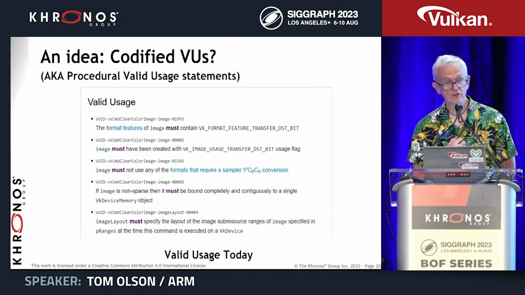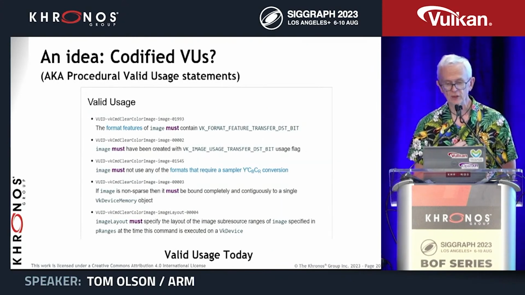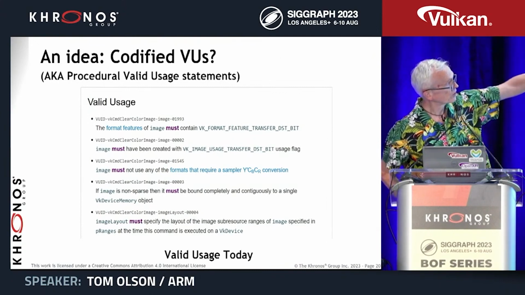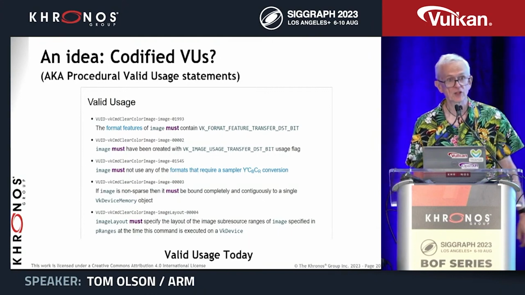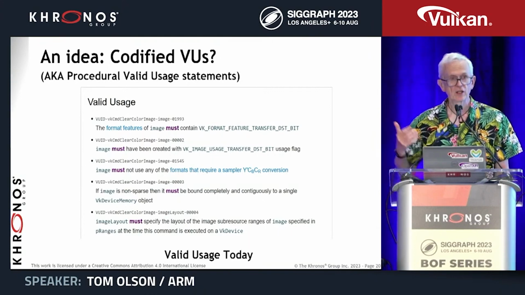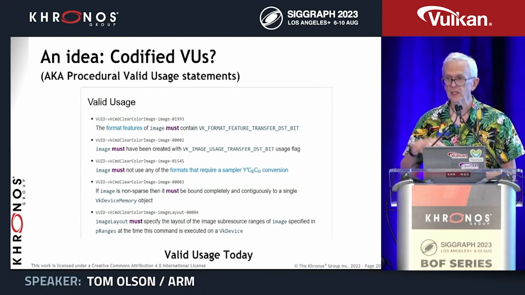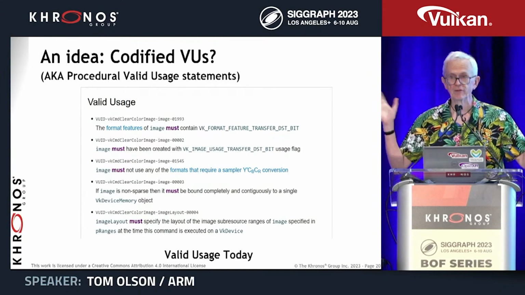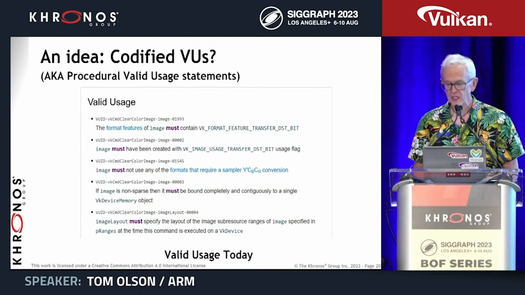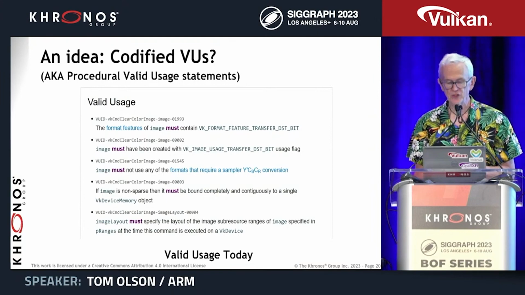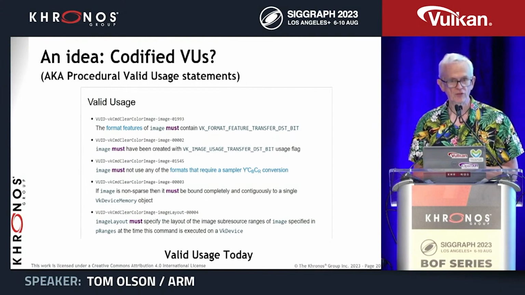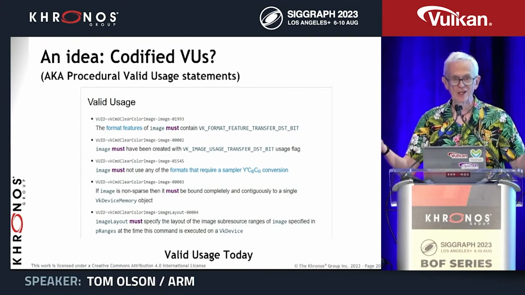Another project we'd like feedback on is procedural valid usage statements. If you used Vulkan, you know the spec is littered with blocks of text like this. These are valid usage statements that tell you all the things your app has to do to use the API correctly. If you break those rules, undefined behavior, anything can go wrong. Those rules are currently written in English, which is not good. It's a manual process. Translating it into validation layer software is a manual process, and because it's English, it may be ambiguous.